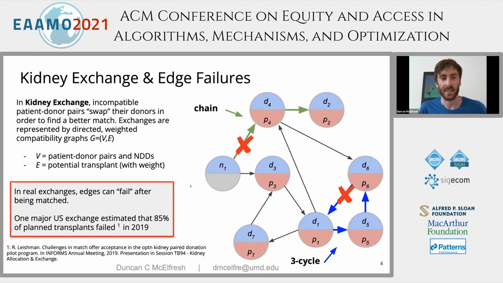So the main issue that we're thinking about in this research is that in real exchanges, these planned transplants, these edges, can fail after we match them. As an illustration, one of the major US-based exchanges that we work with found that in 2019, roughly 85% of their planned transplants actually failed before going to transplantation. So this is a real cause of inefficiency in real exchanges.